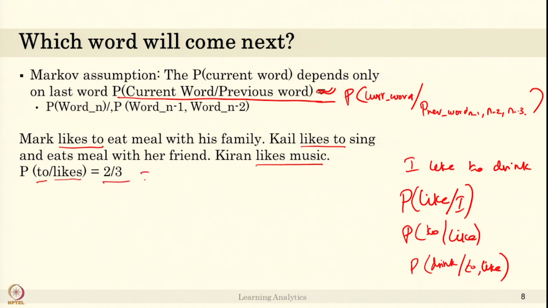So, 2 by 3, the probability is 0.66, very simple, right. So what happens now is when you type the word "likes", it automatically suggests the word "to". TO is what it picks up. So that is a very basic form of predicting what word comes next. Okay, so I hope you understand this.